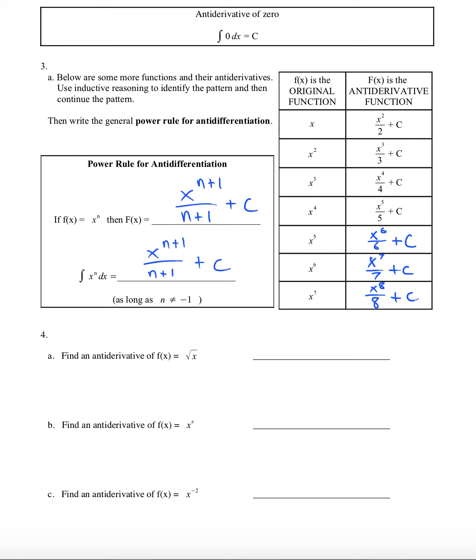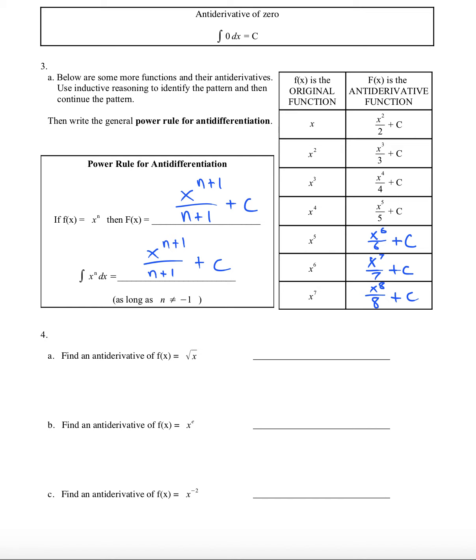Now notice that our exponent cannot be negative 1. Because if it was, we would be adding 1 to that, and it would be a result of 0, and we can't have division by 0. So this power rule will work for any exponent that's real as long as it's not negative 1.